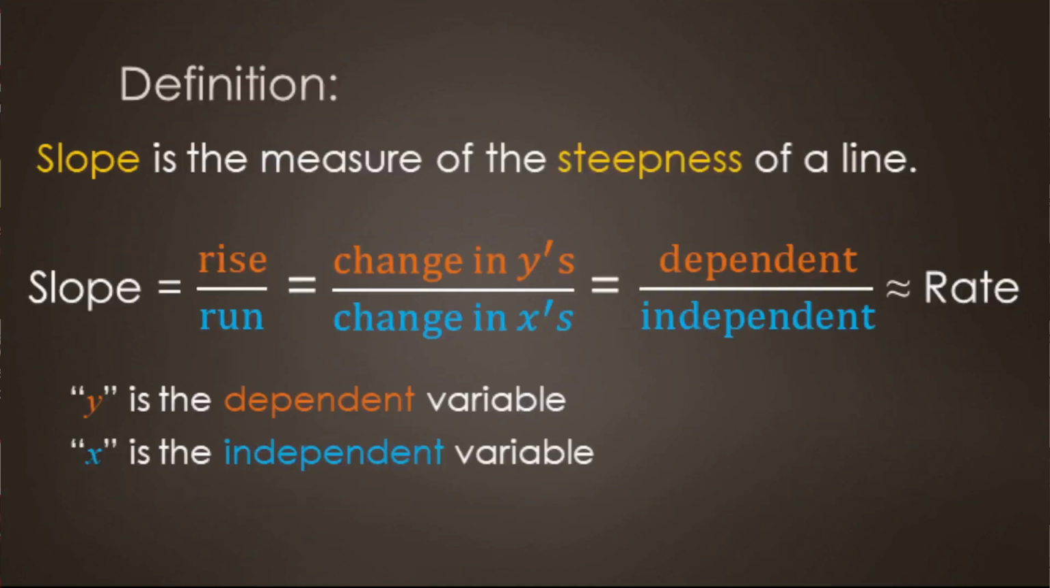Okay, so now that we have reviewed rate, let's look at slope of a line. Slope of a line is the measure of the line's steepness, how steep it is. So we're going to put a number value on the steepness of a line. The bigger the number, the steeper the line. The way we calculate slope is rise over run.